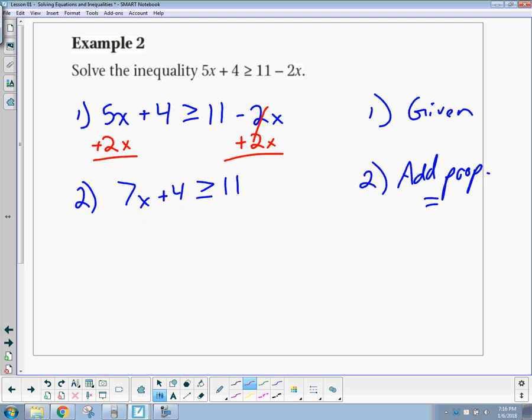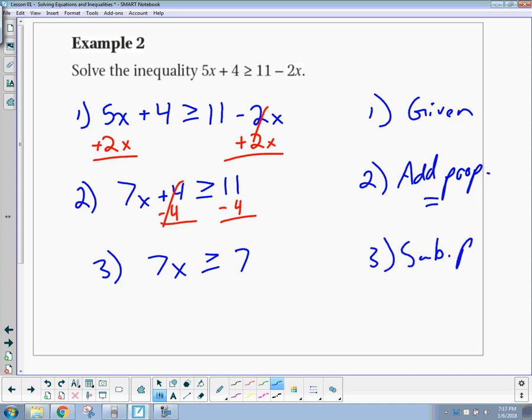Subtract 4 from both sides. Those cancel, so our third line is going to be 7x. Those canceled, greater than or equal to 11 minus 4 is 7. So subtraction property of inequality. Alright, and again, typically 90% of the time you're going to be dividing for your last step.